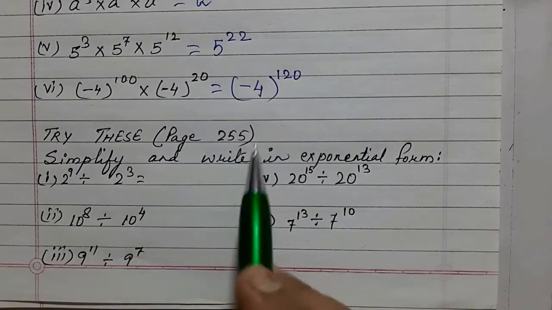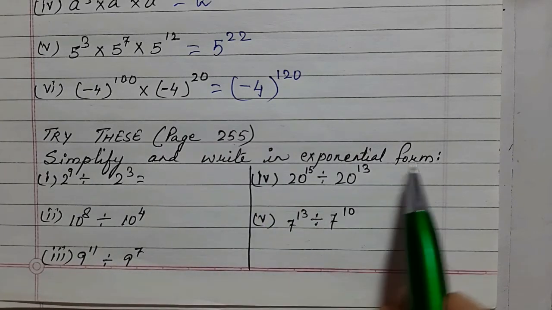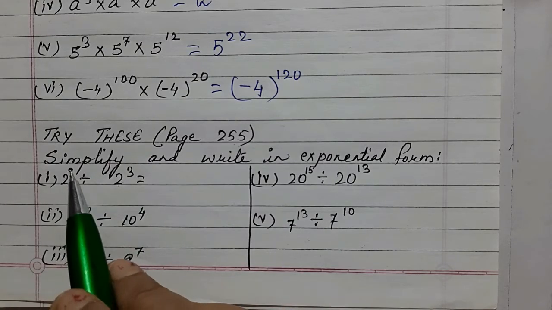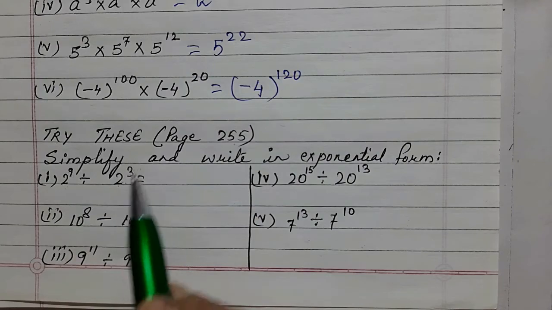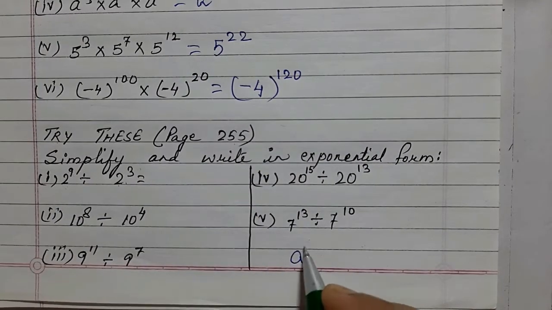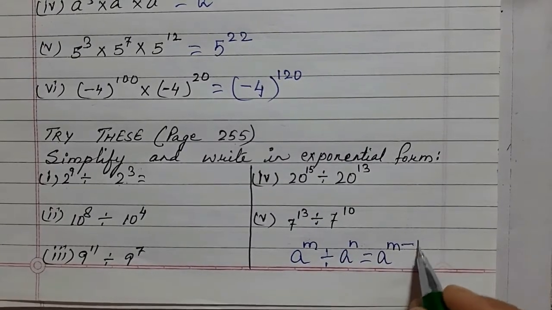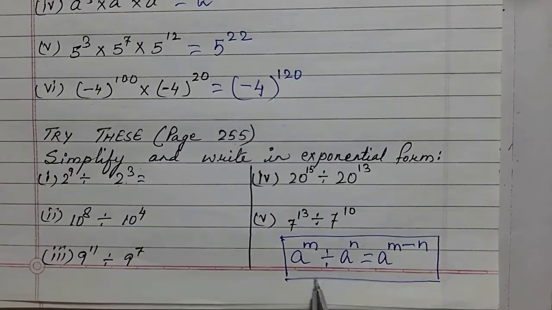Try these, page number 255. Simplify and write in exponential form. Here we have the common base, but the exponents are different. We have to divide both the powers. So the rule is a to the power m divided by a to the power n is a to the power m minus n. This is the law of exponent and we will be using it here.